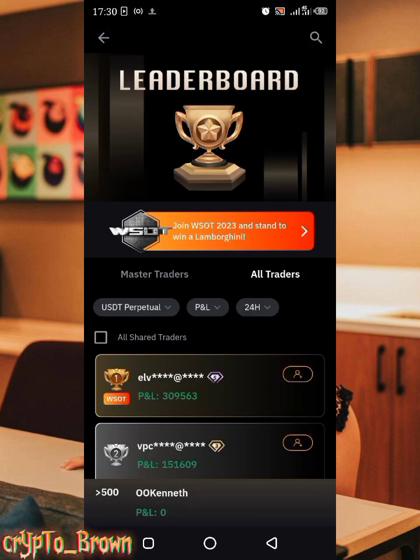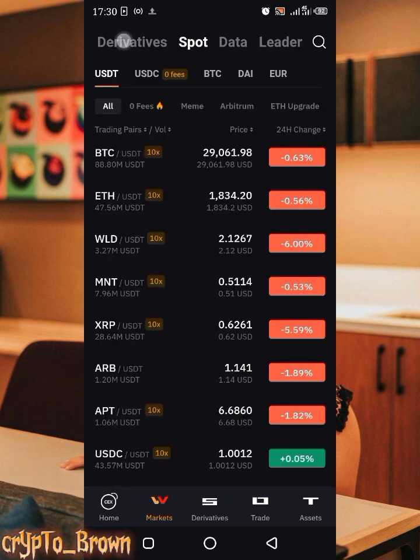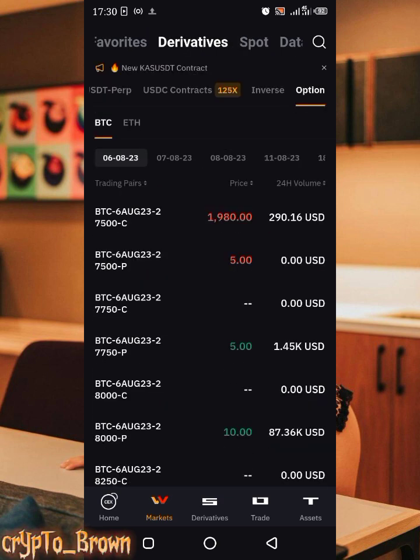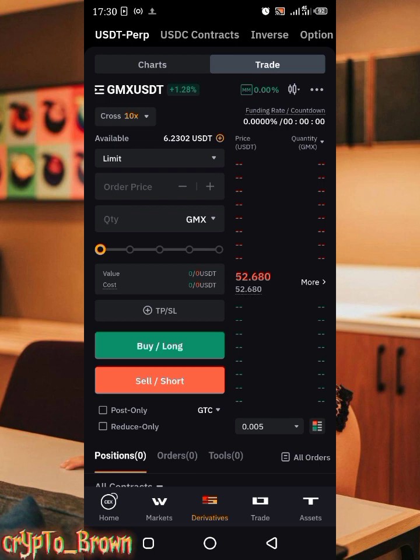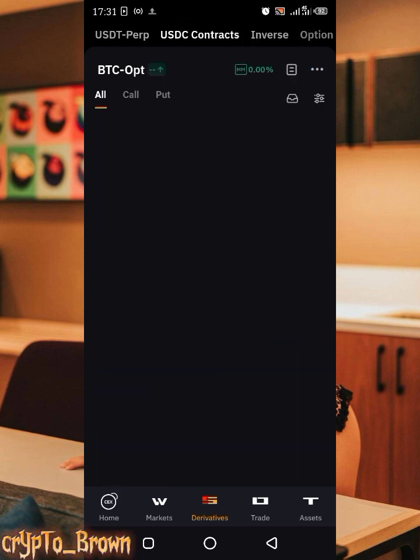All right, let's continue. So that's for the market tab. The market tab is literally about the crypto tokens, the assets on Bybit, whether in futures or spot. Now let's look at the derivatives. The derivatives is a tab where you trade perpetual contracts. It is where you trade USDT perpetual contracts, inverse contracts, and options.